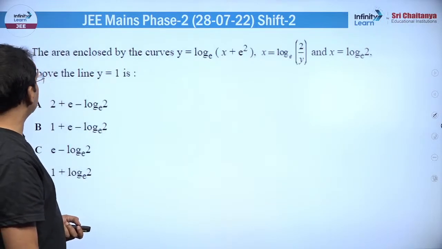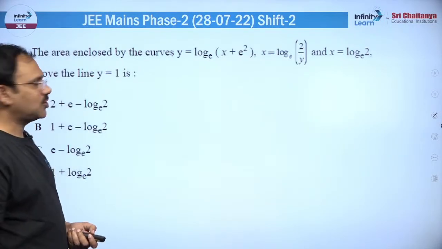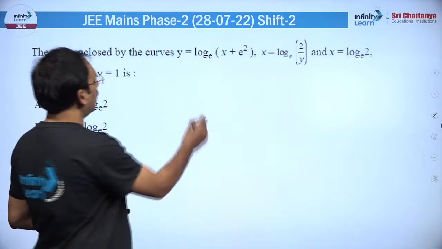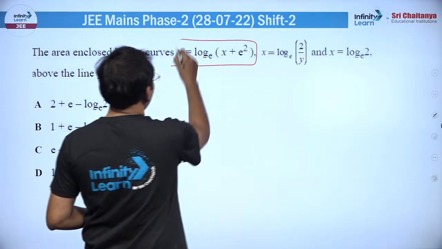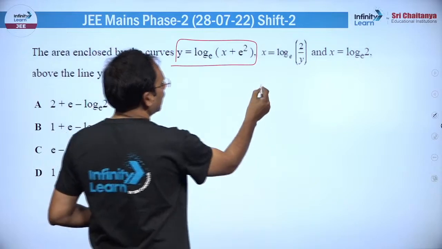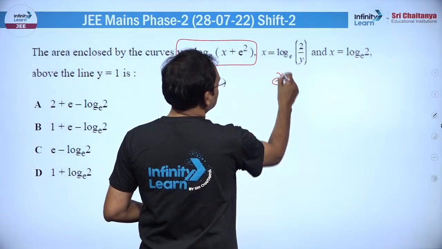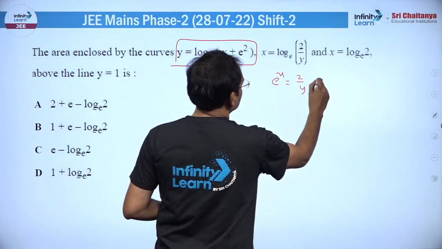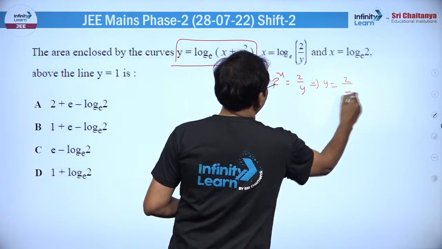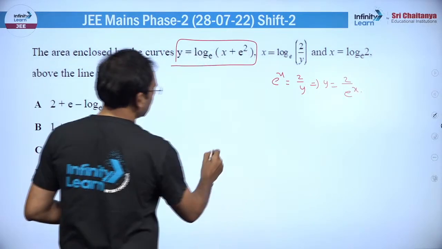Next, you see, this is another area related question. You see, y is equal to log of x plus e square, and this is nothing but 2 e power x is equal to 2 by y, so y is equal to 2 by e power x. So you try to draw the curve, my dear friends.